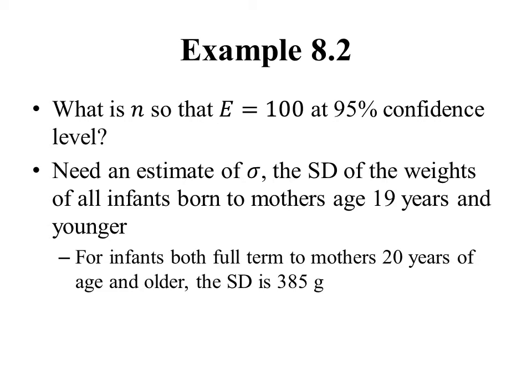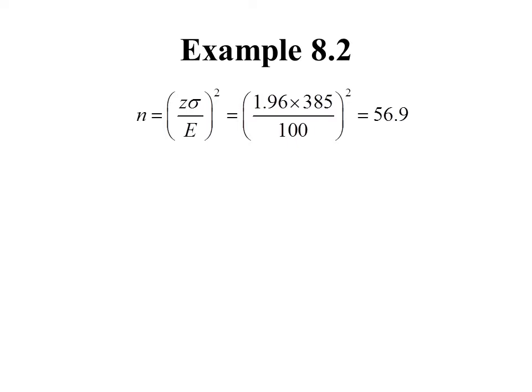Now exactly how they found that number we won't worry about. We're just going to take that number for granted. And so we're going to take this number 385 as an estimate of sigma that we'll use in our formula for the sample size. And so now we've got all the necessary information. We just need to plug stuff into our formula. So here's our formula for the necessary sample size.